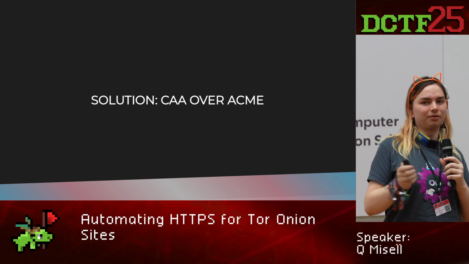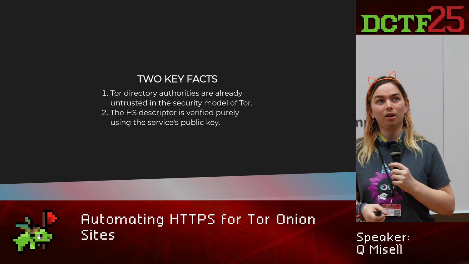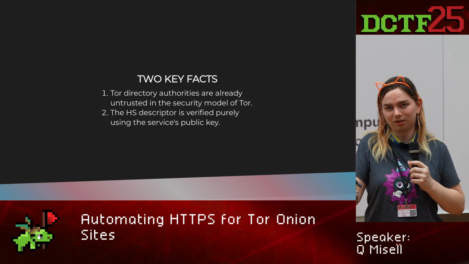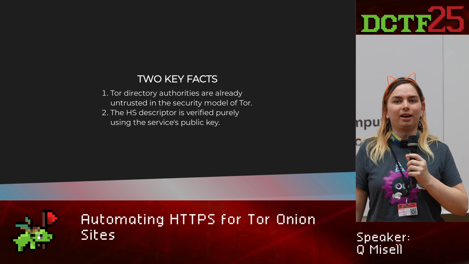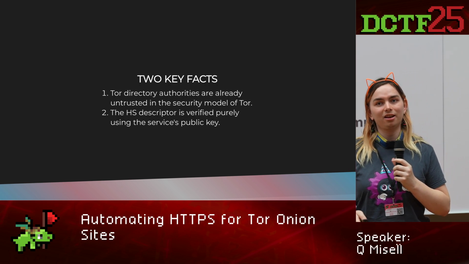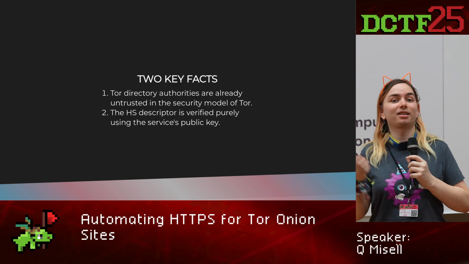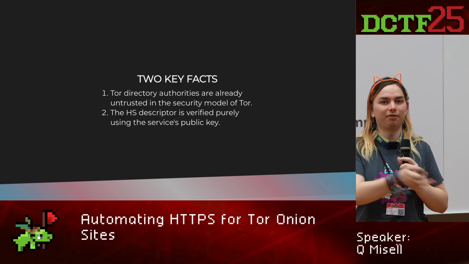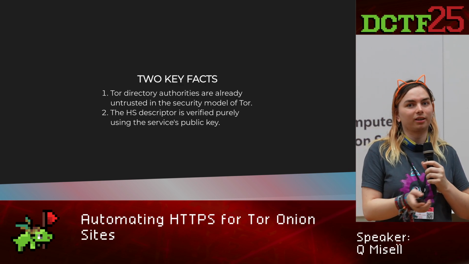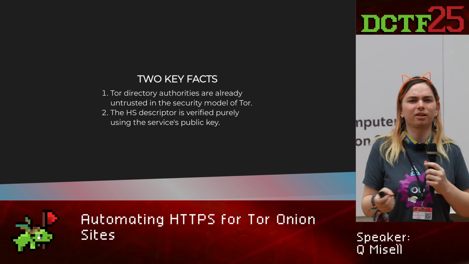Why does this even work? So Tor directory authorities are already untrusted in the security model of Tor. Everyone in Tor is assumed to be a hostile actor, so are the directory authorities. And the hidden service descriptor is verified purely using the service's public key. So if we just send the data the CA needs anyway, signed in the same way that it would be signed in the file that they could pull from the directory authorities, then the same security guarantees apply, and the CA never has to make a connection to Tor in the first place to issue your cert.